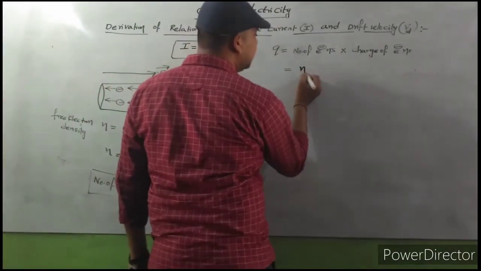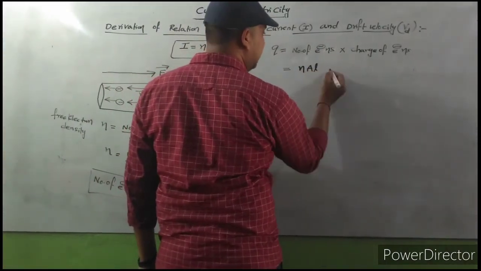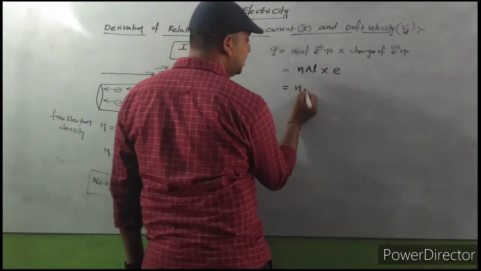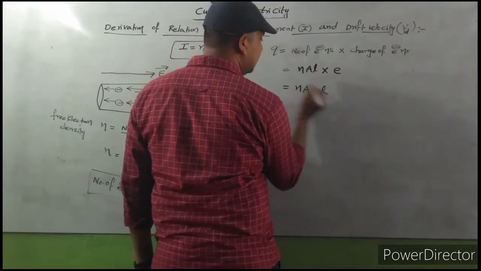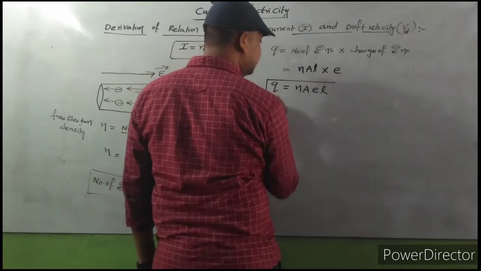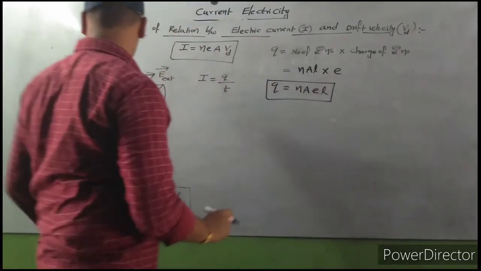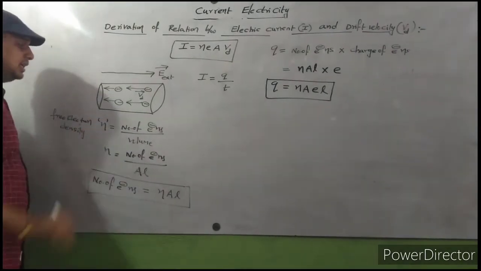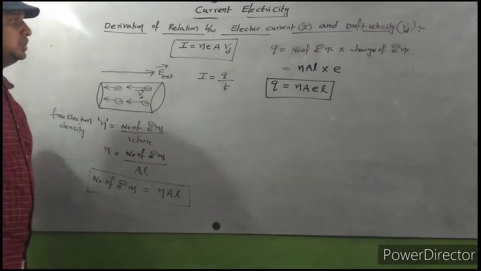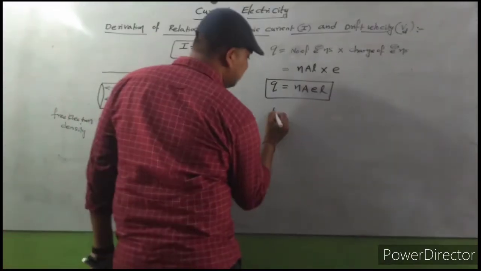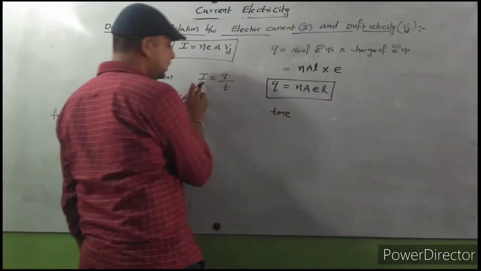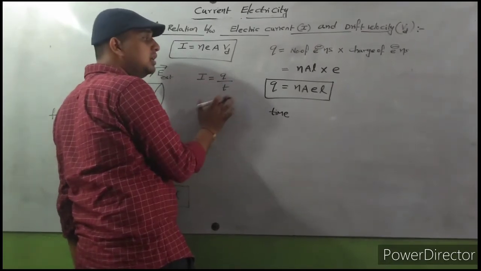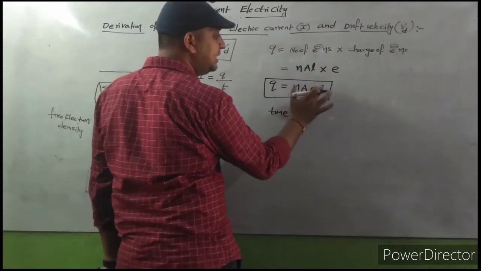Number of electrons is nAL into charge of electron, already you know e. That means finally what you got? nALe. Here n means free electron density, otherwise number of electrons per unit volume. So we want time also. For finding electric current, we want electric charge and time. Electric charge is nAe into L.